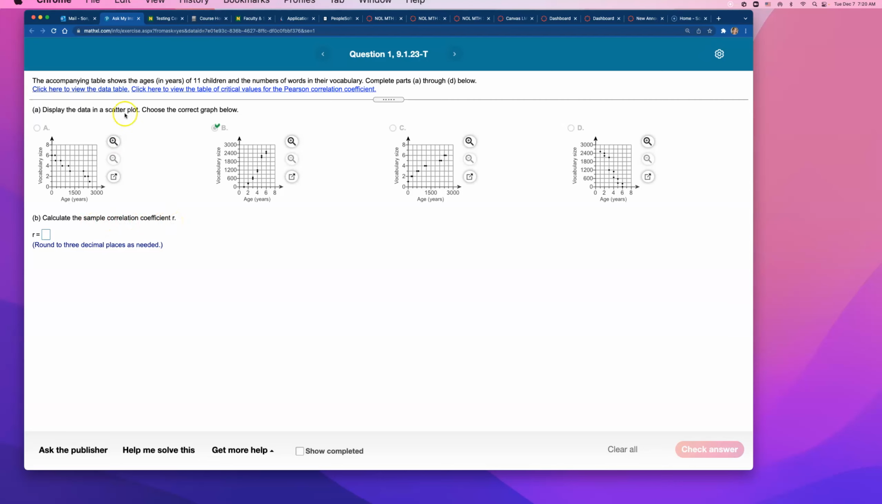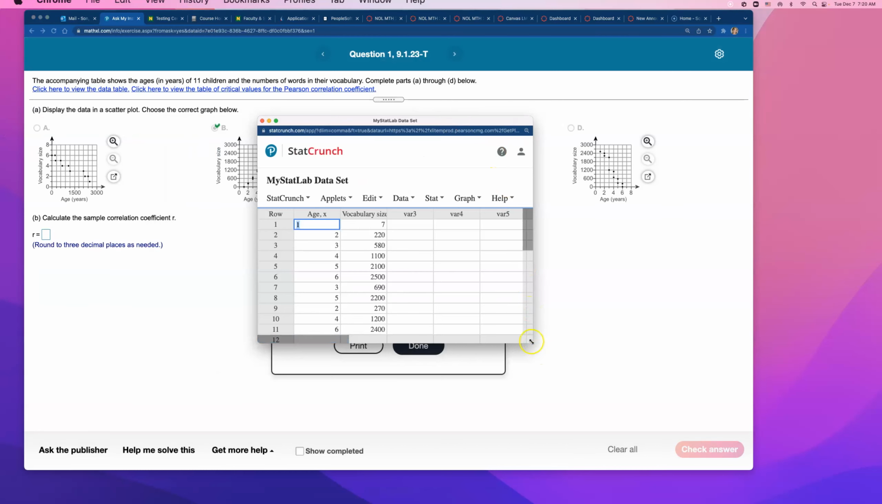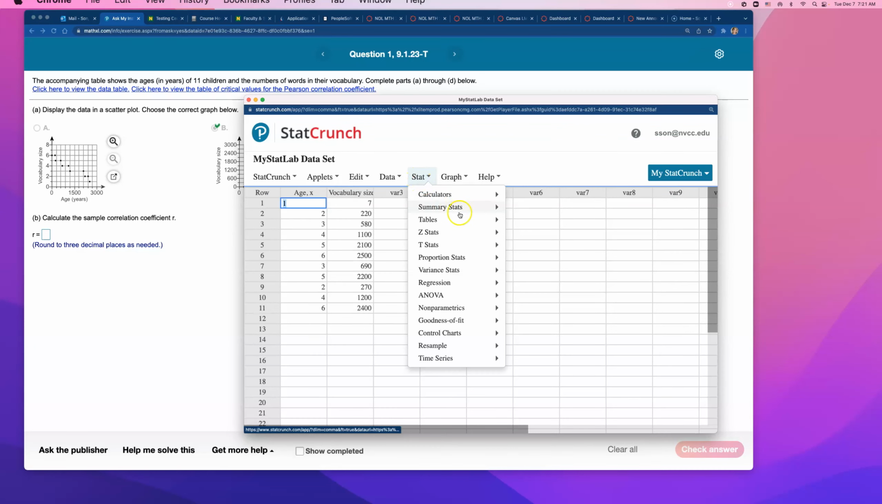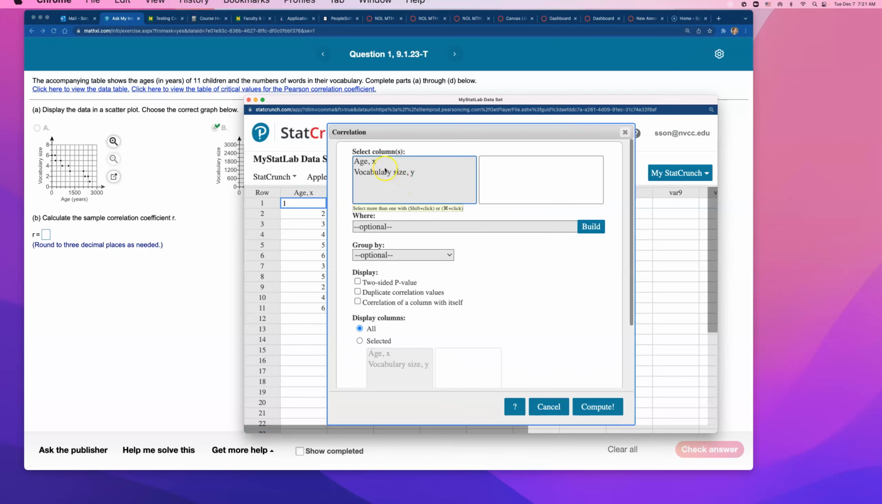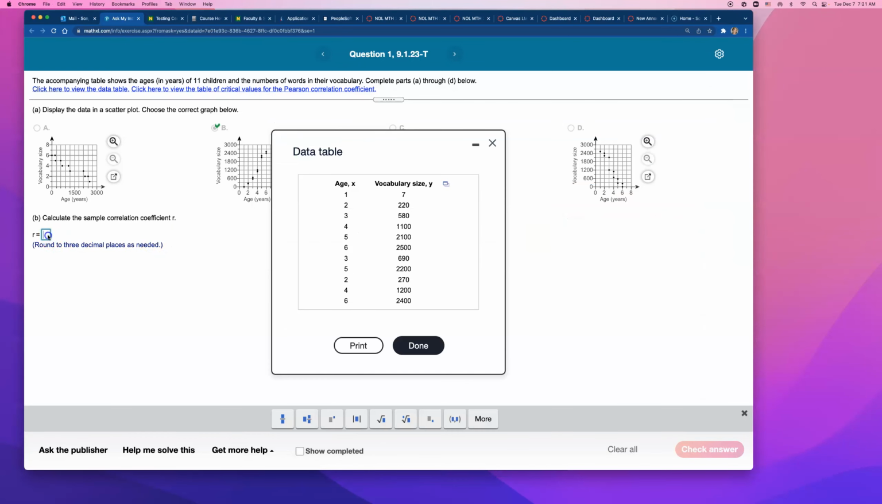Oh, now they want us to find the sample correlation coefficient R. We talked about how to find these values, but let's try one more time, okay? There's two ways to do this. If you just want to find the correlation coefficient, you can go to Stat, Summary Stat, and click on Correlation. Tell them that you want the correlation between ages and vocabulary size, and you have to click on both of them. So I use the shift key or the command key. Make sure to select both and just click on Compute, and ta-da, here is the correlation, okay? Round to 3 decimal places, so I'll go ahead and round the last number up to 9.